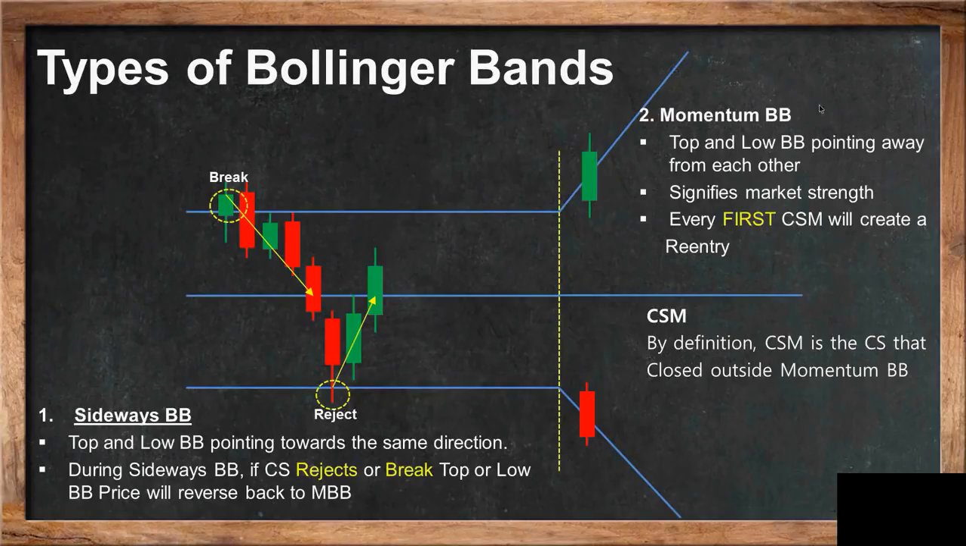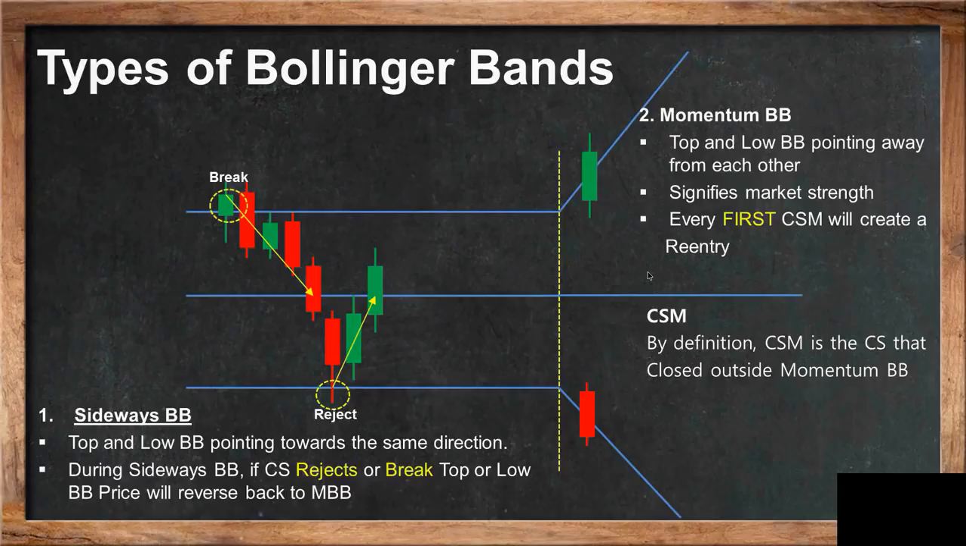Okay. So now let's talk about the second type of Bollinger Band. So now we have a momentum Bollinger Band. So momentum Bollinger Band is very obvious to identify. It's much harder to identify sideways Bollinger Band, but it's a lot easier to identify momentum Bollinger Band because the top and low of the Bollinger Band are pointing away from each other. Okay, as you can see on the illustration.